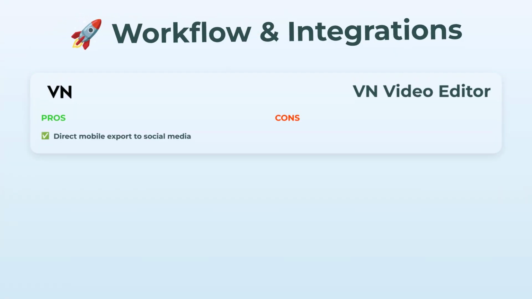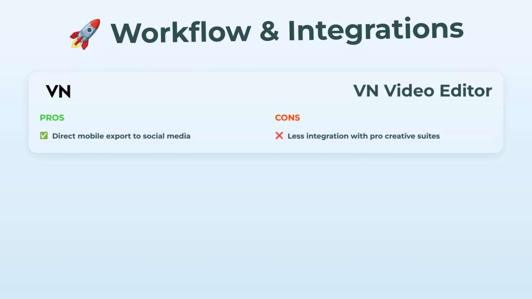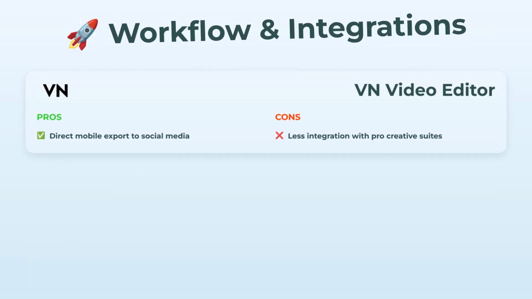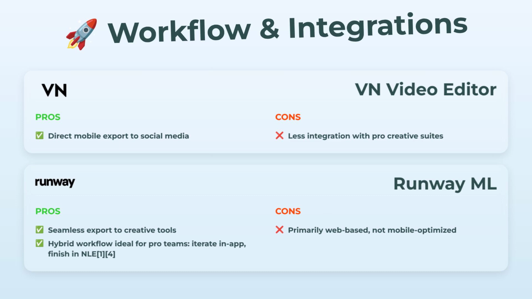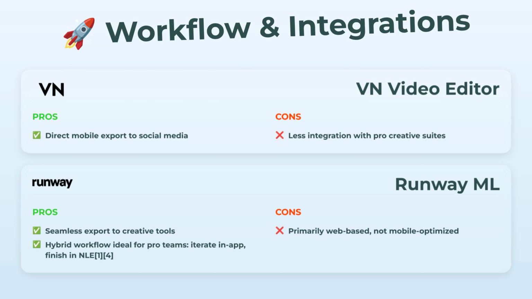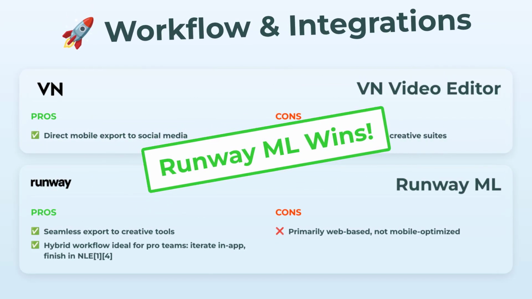Last up, workflow and integrations. VN lets you fire your edits straight out to social media right from your phone. It's easy, but it doesn't really plug into the bigger creative suites or pro workflows. Runway ML? This is where it shines for bigger teams. You've got seamless export to creative tools, ideal hybrid workflow where you can iterate in-app and finish off in a full editing suite. The flip side is, it's mostly web-based, so you're not getting that mobile vibe. For full creative integration, Runway ML nudges ahead.